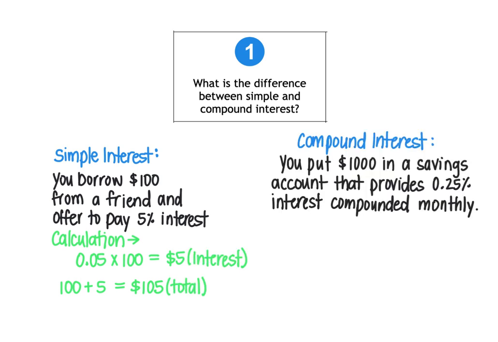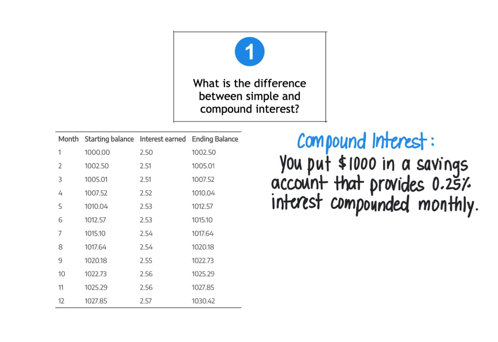To consider compound interest, let's imagine that you put $1,000 in a savings account that provides 0.25% interest that's compounded monthly. Let's take a look at what this would look like over a series of months. As you can see, you're going to start with $1,000 as your beginning balance, and then you're going to earn $2.50 interest on that for the first month. That means at the end of that month, you're going to have $1,002.50.